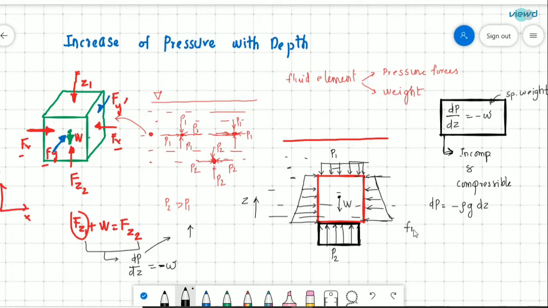So for liquids, rho is constant, mostly constant. So the integral of dP equals minus the integral of rho g dz. Rho and g are constant, so P equals minus rho g into (z2 minus z1). And here we have considered this point, right?